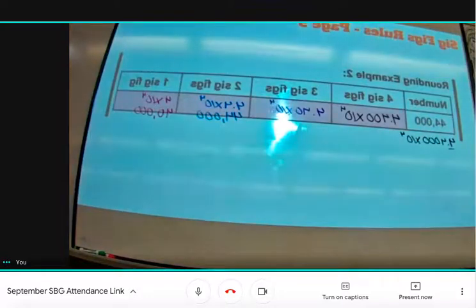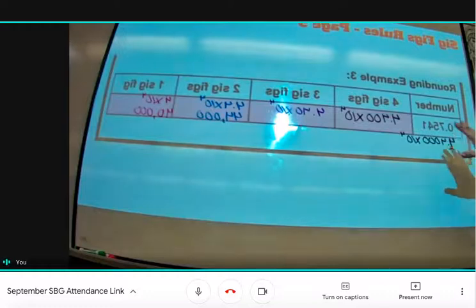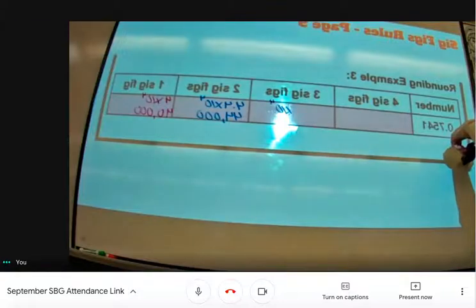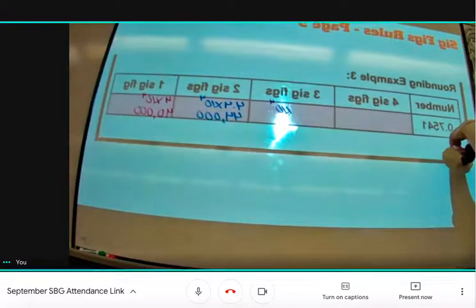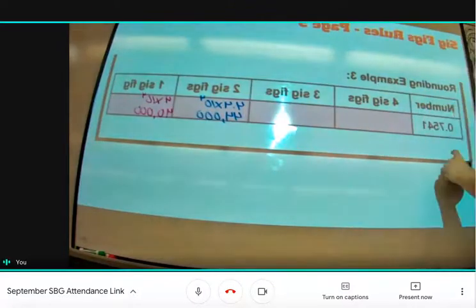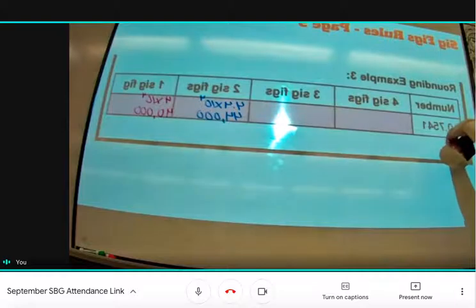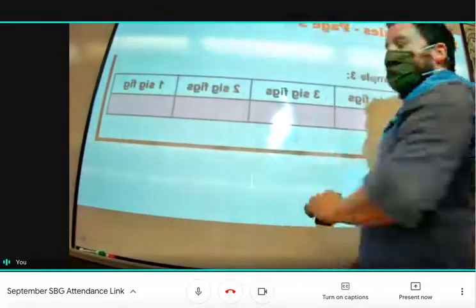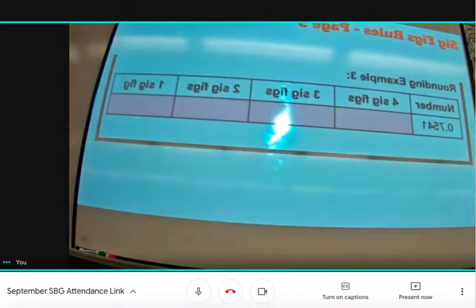Thanks for asking, Zach. I want you to try example number 3 on your own. The number is 0.7541. Zakiah, does this 0 count as a significant figure? You were right the first time. It does not count because it's leading, and they never count. Okay. So keep that in mind when you round this number. Go ahead and take a couple seconds to give that a try, ladies and gentlemen. Try all 4 of them, and then we'll go over the solutions.